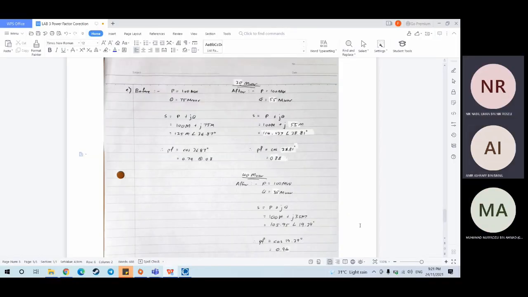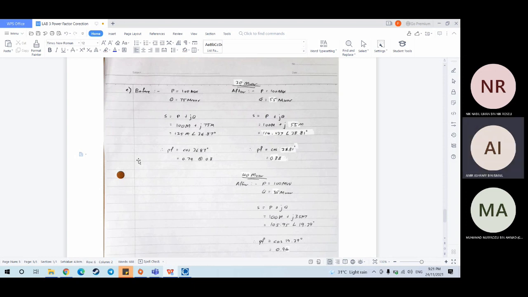Okay, so for the next part, we need to calculate the source and load apparent power, reactive power, and power factor before and after increasing the reactive compensation. The first one is before increasing the reactive compensation. The value for power is 100 megawatt, and the value for reactive power is 75 megavar.